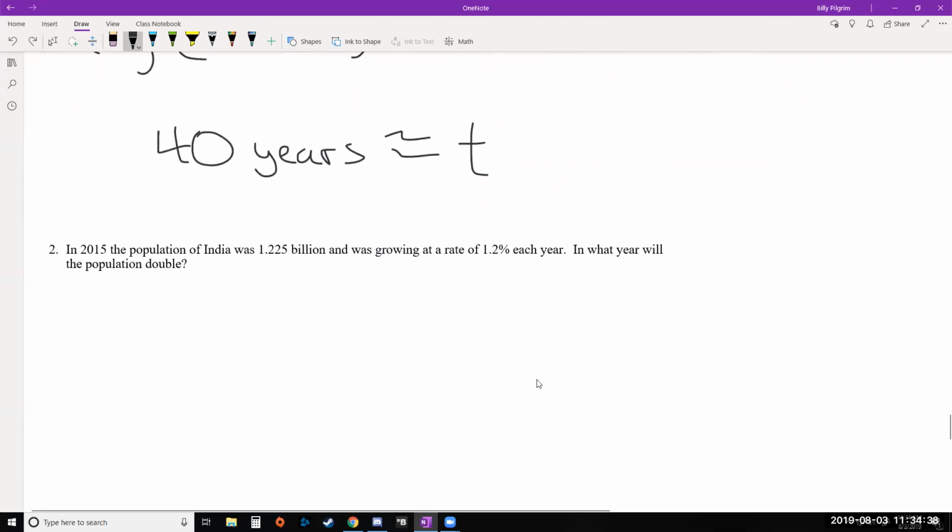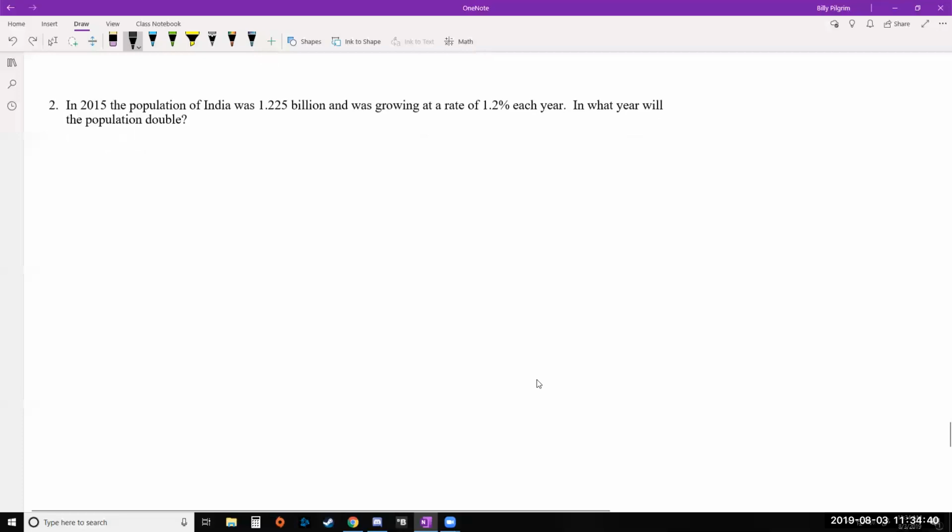All right, one more example of this, and then we are done for this section. It says in 2015, the population of India was 1.225 billion and was growing at a rate of 1.2% each year. In what year will the population double? Notice the question again is in what year? So we know we're looking for t. We know we're going to apply a logarithm.